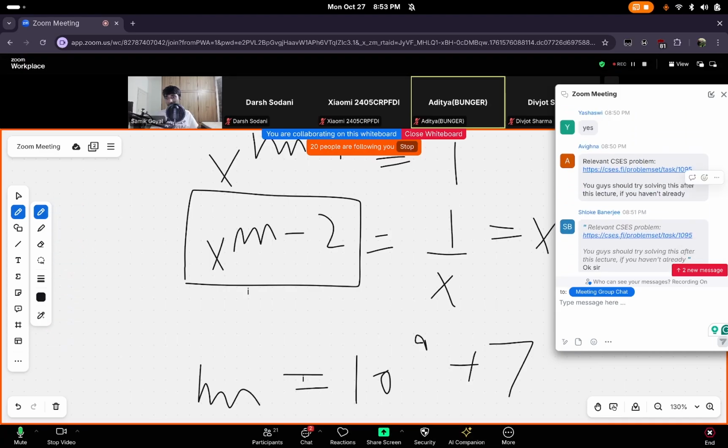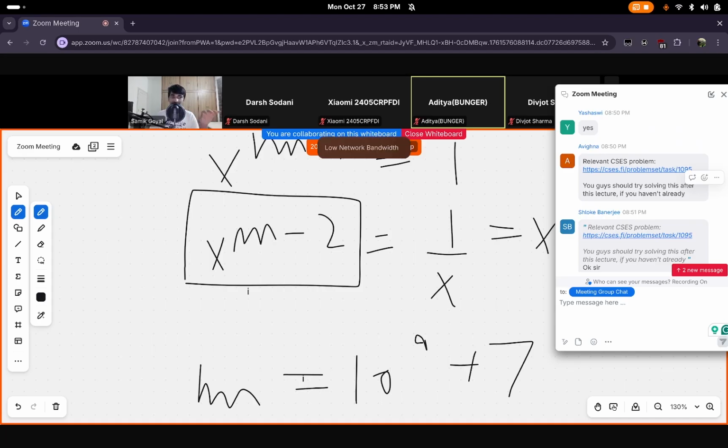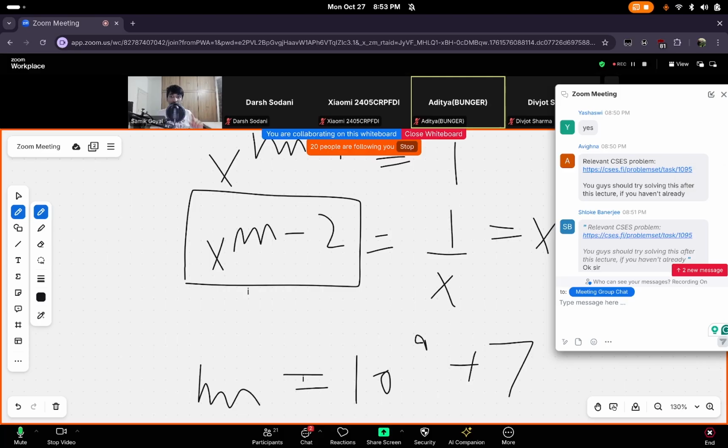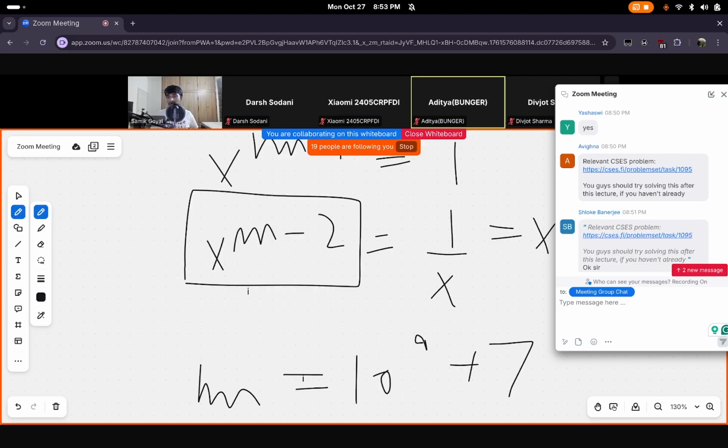So before moving on, quickly, please look at the chat box. Avigna has posted a CSES problem, which is literally the exact implementation of the fast exponentiation trick we talked about. I just want to mention this: even though modular inverse is out of syllabus, fast exponentiation is in syllabus for the IOI. So do keep that in mind.